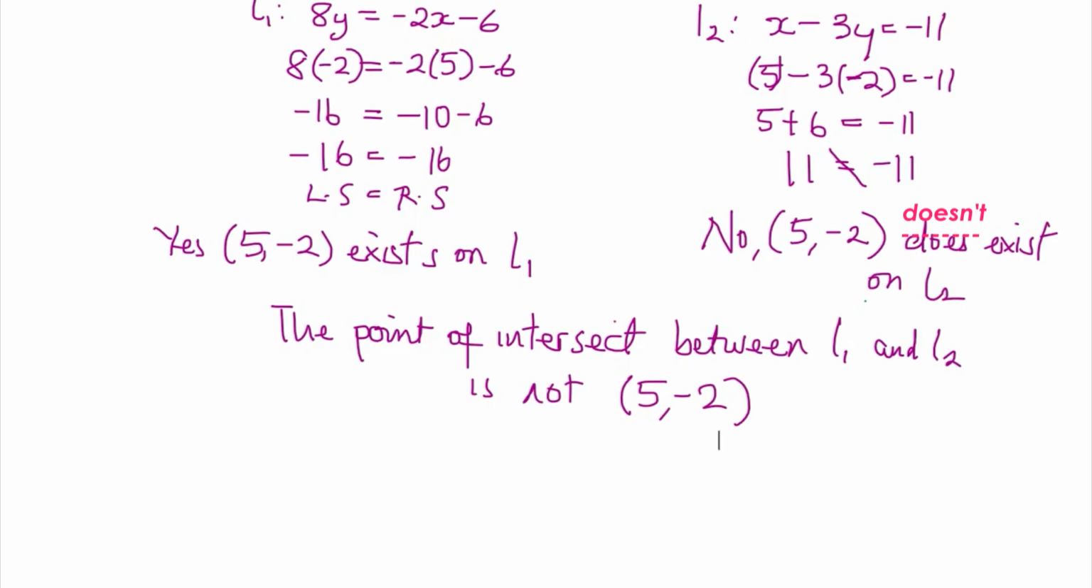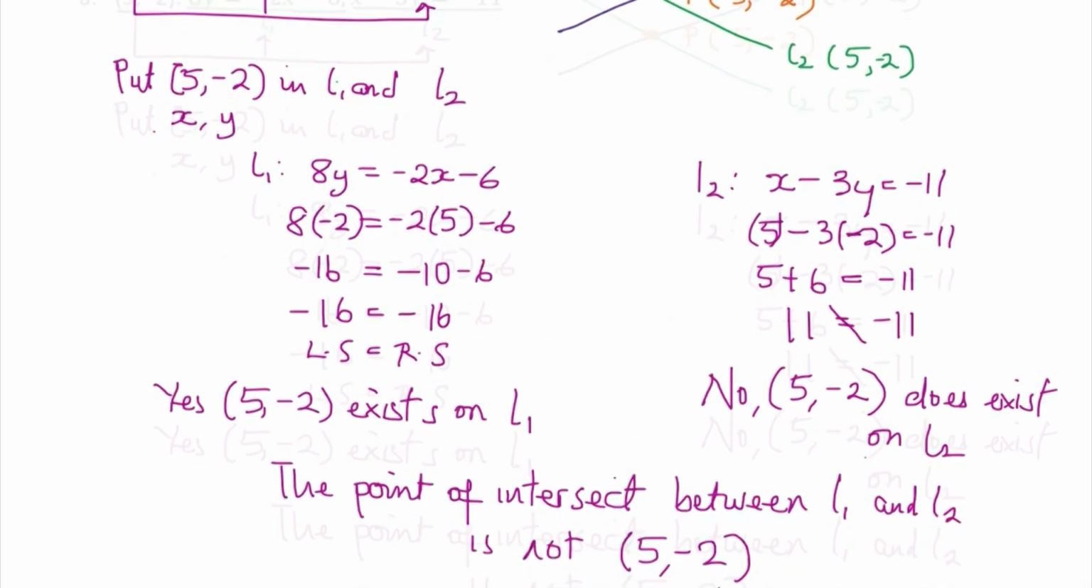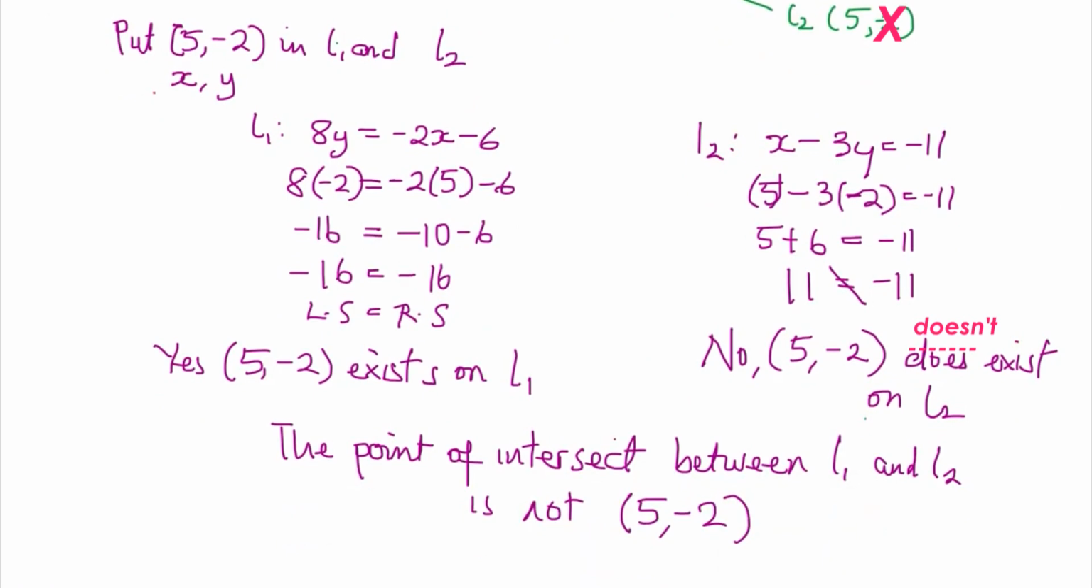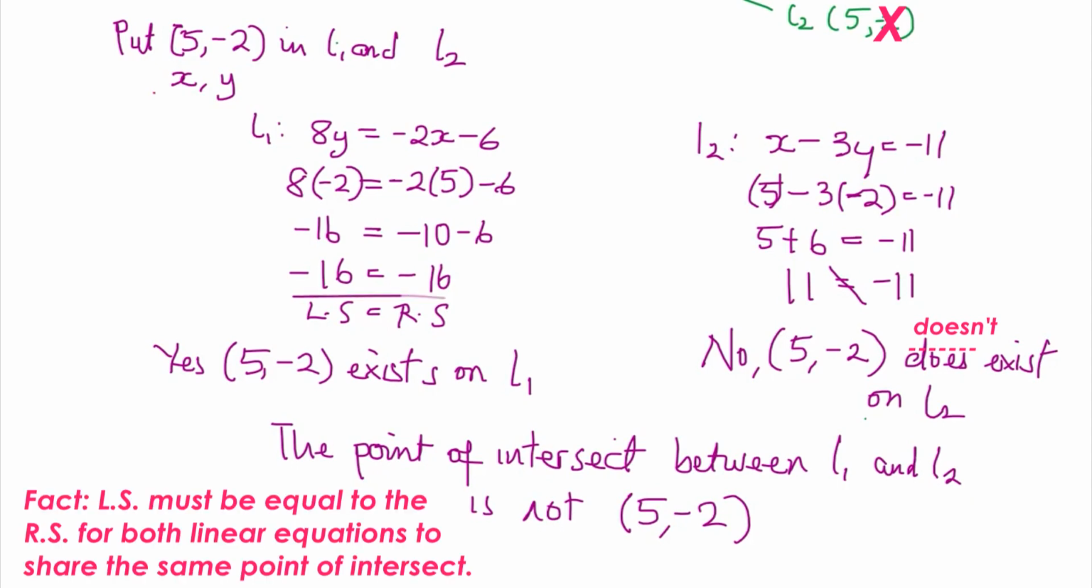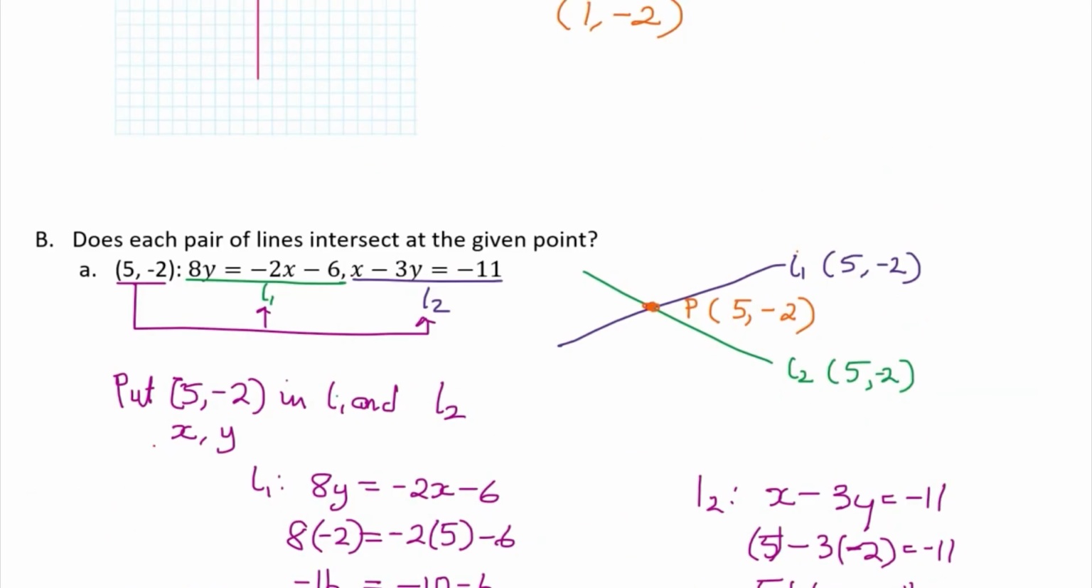So in this particular case, in order for the lines to intersect at a particular point, we must have both equations give us the left side equal to the right side. But in here, when line one was solved, we have this condition to be true, which is awesome. However, for this one here, the left side is not equal to the right side, so therefore this is not true for the whole solution. So that is how you're able to determine whether a point is actually the point of intersect, comparing or putting two lines together.